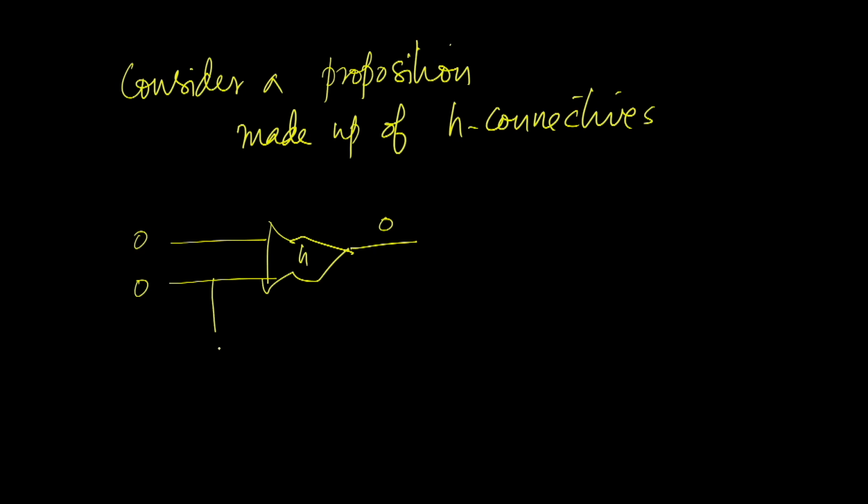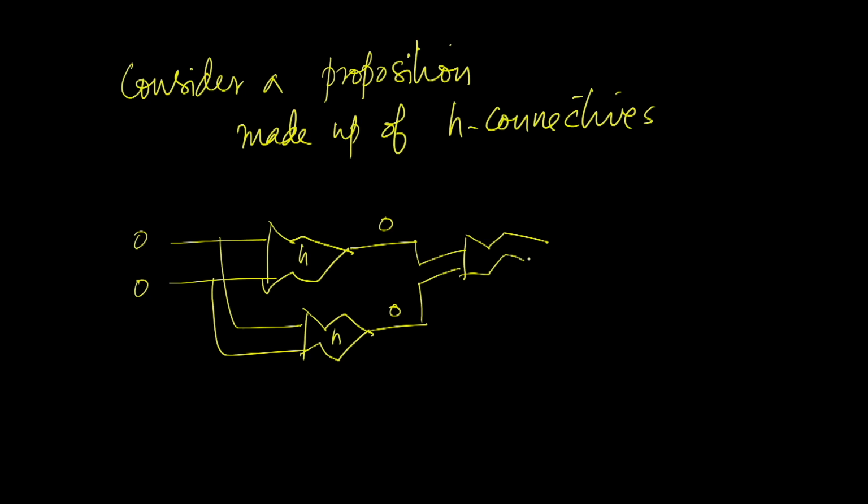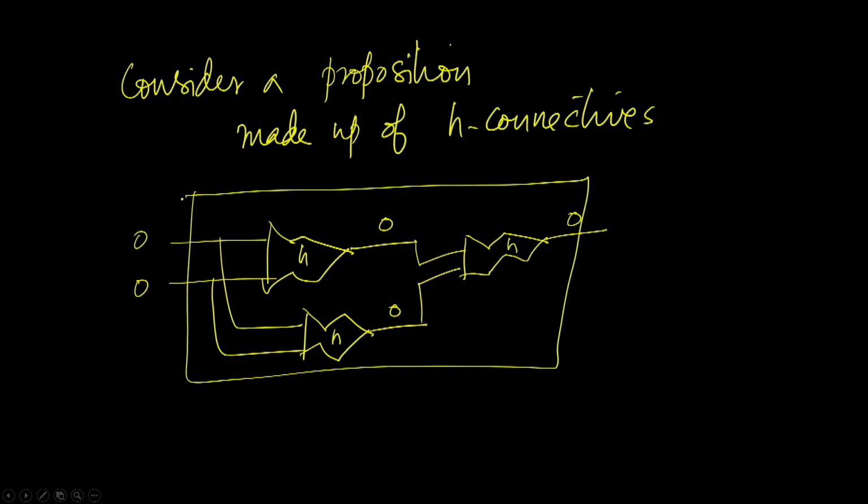And then on the same inputs we might have other h connectives applied, which will also produce 0. And then we might combine these zeros to produce further signals using more h connectives. They will also keep producing 0. In other words, if you have a circuit made up of h gates in this manner, then every signal inside it will be a 0 if both the inputs are 0. In other words, if both the inputs are 0, we will not be able to produce a 1 at the output of this.